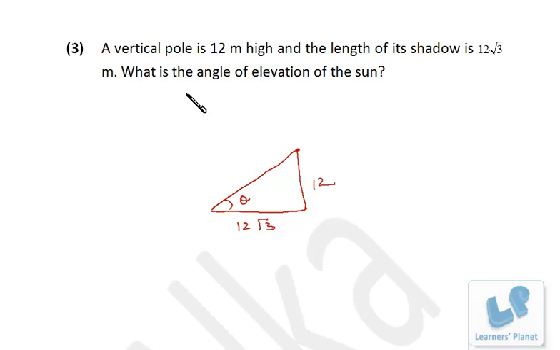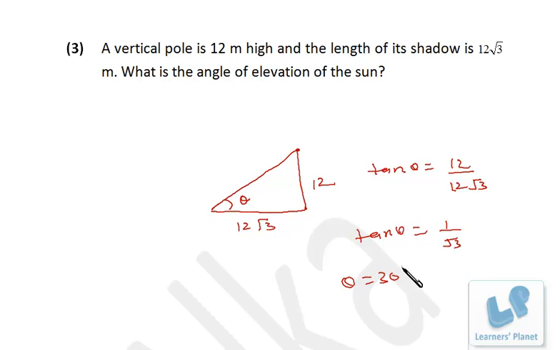Now this is the perpendicular, this is the base. The relationship between these two is given by tan theta. So tan theta is equal to 12 upon 12 root 3, or we can say tan theta is equal to 1 upon root 3. So tan theta is 1 upon root 3 when theta is equal to 30 degree, right? So theta is equal to 30 degree. So in this case, the angle of elevation of the sun is 30 degree. Okay.